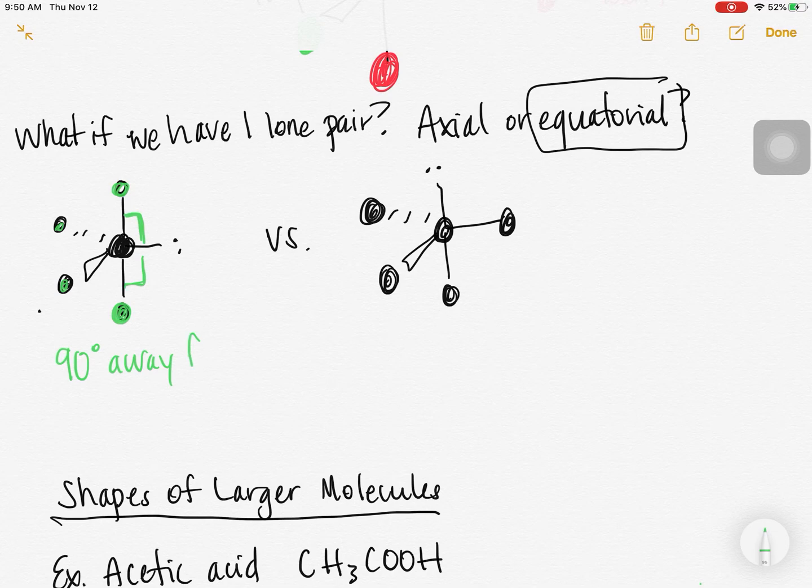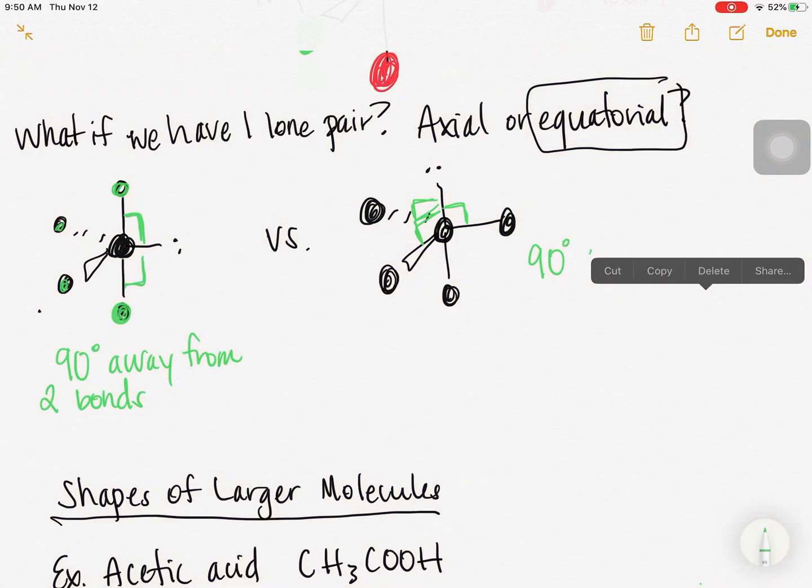So it's 90 degrees away from two bonds, which of course are other electrons. Keep that in mind. Remember, lone pairs and the electrons in a bond don't like each other, so they want to be as far apart as possible. However, if it's in the axial position, then that lone pair is 90 degrees away from this one, and even though it's hard to tell, from this one. So in the axial position, it's 90 degrees away from 3 bonds.